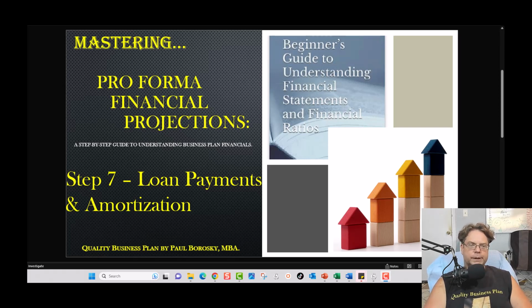And what I'm going to be doing today is going over step 7, which is loan payments amortization, how to calculate them, where to include them into your profit and loss statement, as well as income statement.